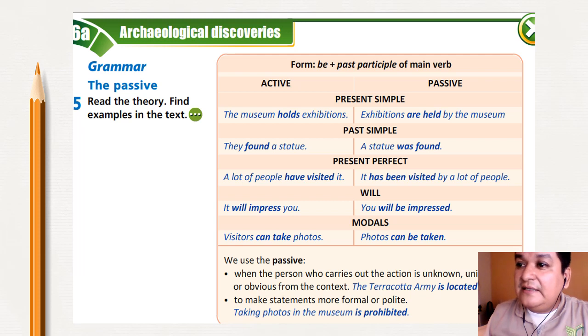Now, we can check the past simple. In the active way, you say, they found a statue. Ellos encontraron una estatua. Y si esto se pone en voz pasiva, a statue was found. Una estatua fue encontrada. Aquí no ponemos ellos, no es necesario. Otra forma de la voz pasiva es en el tiempo del presente perfecto. Recordemos el presente perfecto con have or has. A lot of people have visited. Muchas personas la han visitado. ¿A quién? No sabemos. Museo, lo que sea.